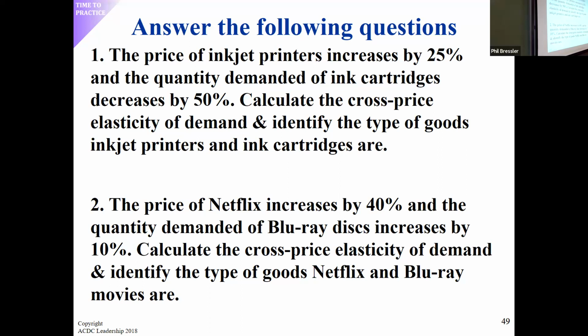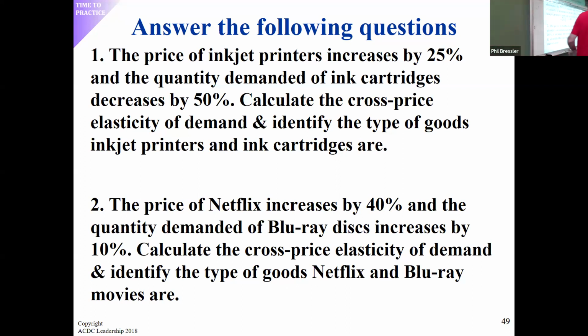Ryan, did you get the first one? I think so. Okay. All right. So what number is on top, Ryan? I'm saying 25. What quantity? Quantity demanded decreased by what? 50. The quantity demanded is on top, right? On all of them. Yes. That's negative 50. And what's the price? 25. So you got negative 2. Okay. That'll be a complement, right? So you would have gotten the complement part correct anyhow, right? Any questions on that?